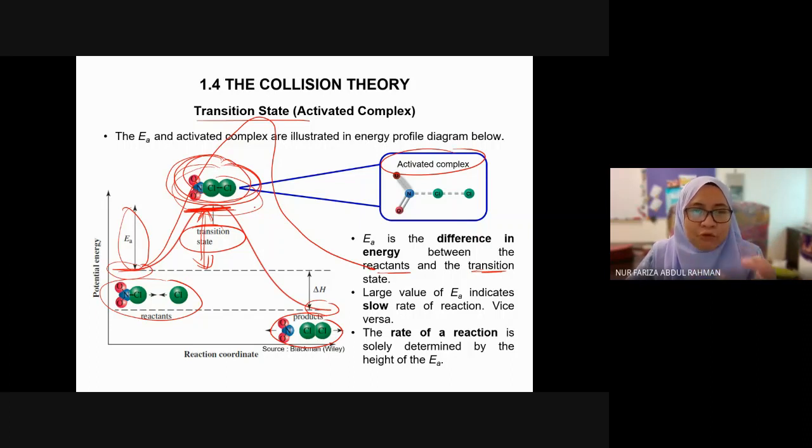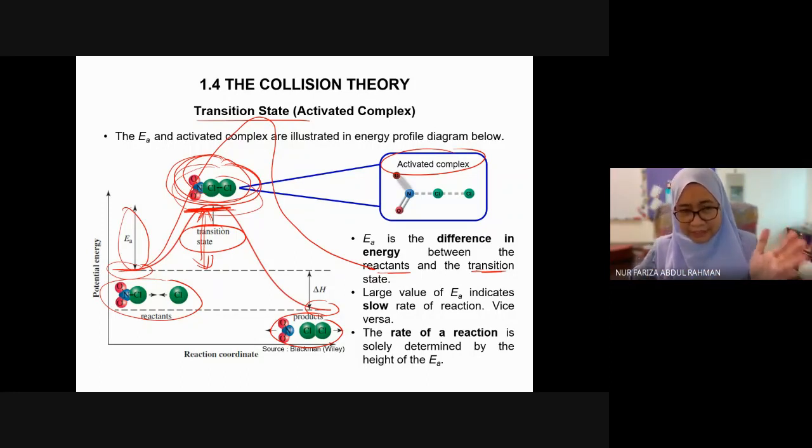If no product is produced, what happens to the rate of reaction? The rate of reaction is calculated based on the number of products produced, the number of successful collisions. And successful collision is based on the number of products produced. So if it cannot produce product, that means what happened to the rate? It will be lower, right?